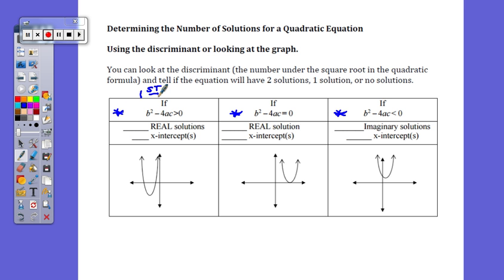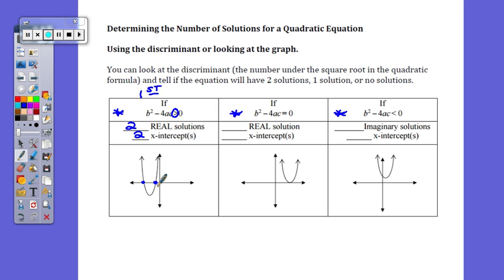I'm just going to write first here, the first case is when the discriminant gives us a greater than, right? That's going to be a positive answer. That's when underneath of the square root, it's going to give us a positive number, okay? And so that means that there's going to be two real solutions, and that means that there's going to be two x-intercepts. And you can see that by the graph right here. That graph crosses the x-axis twice, right? And so that means that there's going to be two x-intercepts, two real solutions, okay?